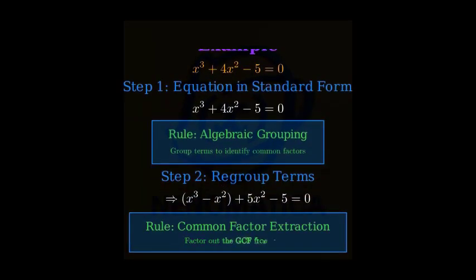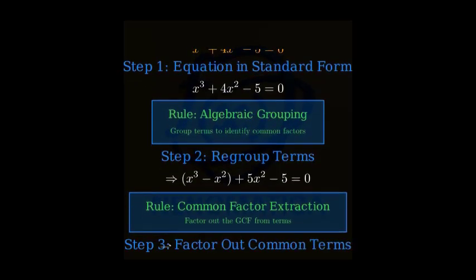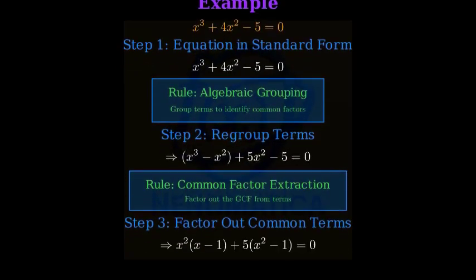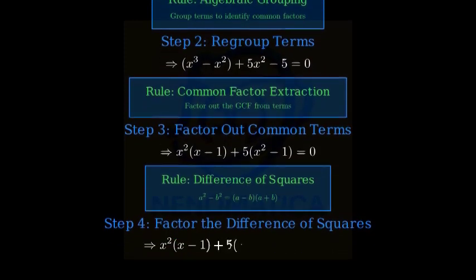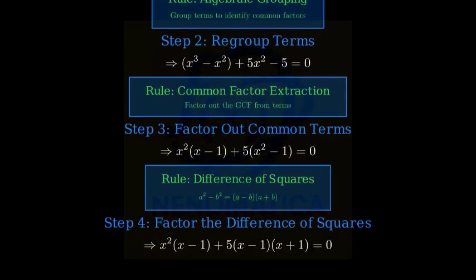Now we can factor out x squared from the first group of terms. So we have x squared times (x minus 1) plus 5 times (x squared minus 1) equals 0. We can factor x squared minus 1 as (x minus 1) times (x plus 1). So our equation becomes x squared times (x minus 1) plus 5 times (x minus 1) times (x plus 1) equals 0.